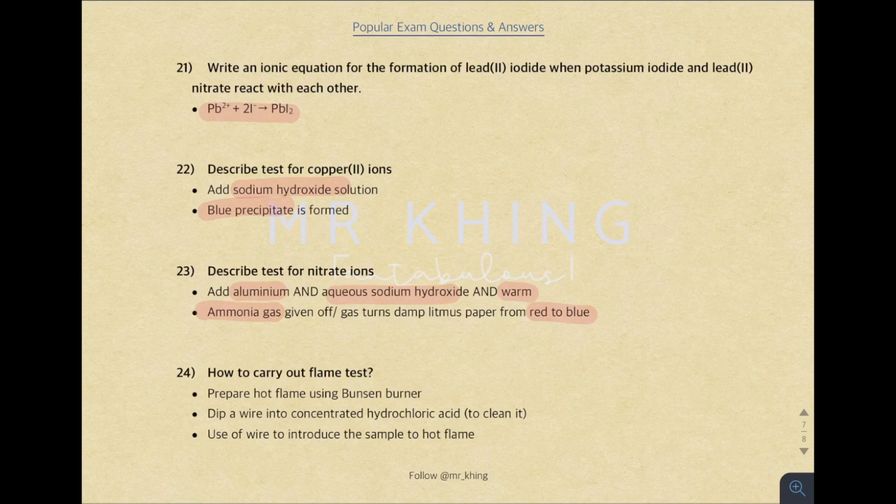Next one, how to carry out a flame test. This one is quite important as well. First step, we need a hot flame, keywords. And then we have to dip a wire into concentrated hydrochloric acid. Why? Basically it is to clean the wire. And then use the wire to introduce the sample to the flame. That's it. So basically this is how to carry out a flame test.